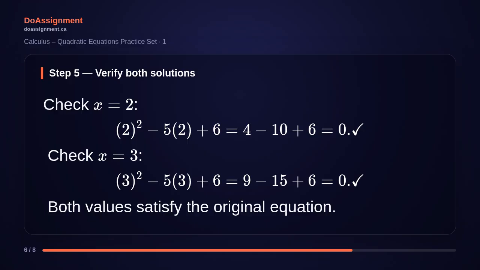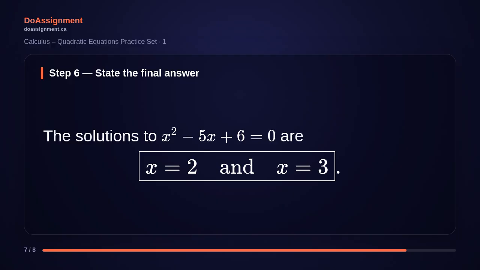Let's verify. Plugging in x equals 2, 4 minus 10 plus 6 equals 0, correct. Plugging in x equals 3, 9 minus 15 plus 6 equals 0, correct. Both solutions check out. The two solutions to x squared minus 5x plus 6 equals 0 are x equals 2 and x equals 3.